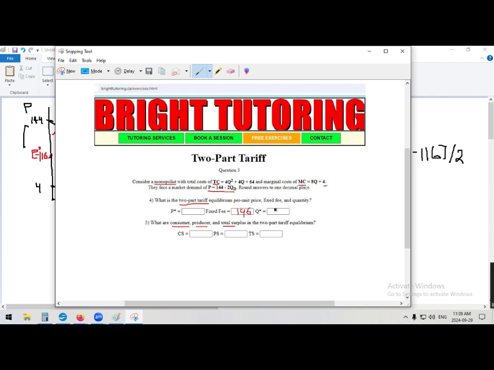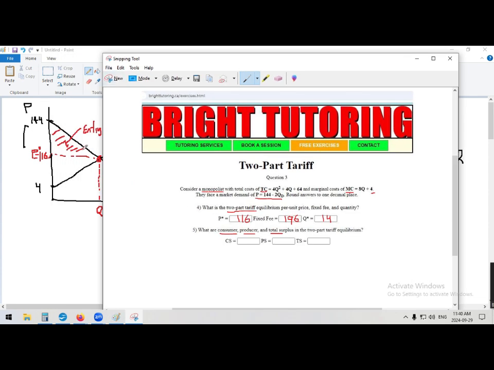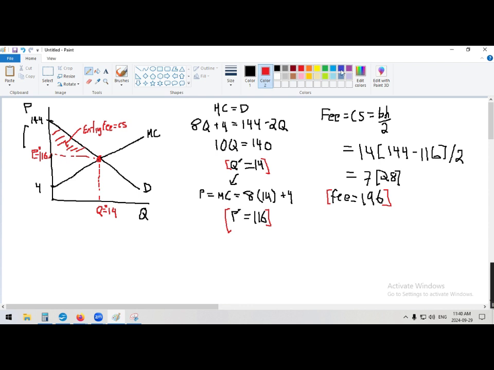So here are the answers for the first question. And then once we have that, we can figure out producer and consumer surplus here. Consumer surplus is pretty obvious because the producer takes all the consumer surplus with the entry fee, so that's going to be 0. So all we have to figure out is producer and total surplus. If you look at producer surplus here, they're going to have pretty much everything because they get the entry fee here and they get their regular area down here.